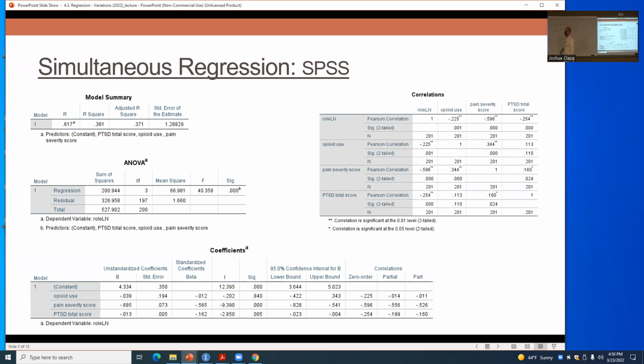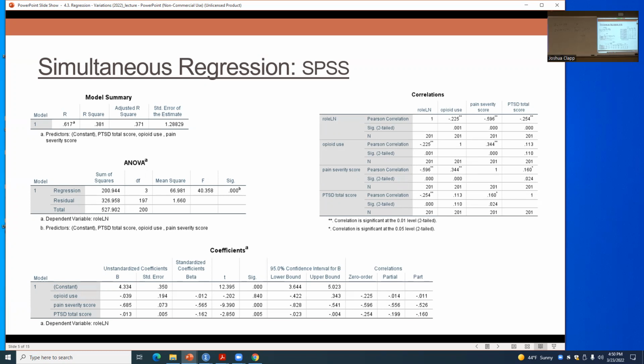Also, if we go through and take a look at our correlations, comparing our Pearson correlation, our bivariate correlation between opiate use and role functioning, we have strong evidence that it's not zero. But when we throw these other predictors in, opiate use no longer demonstrates a unique association with our outcome. The bivariate correlation between role functioning and pain severity is about 0.6.